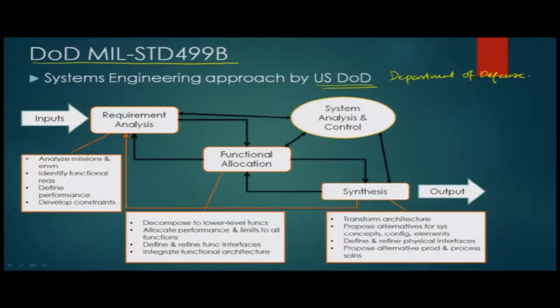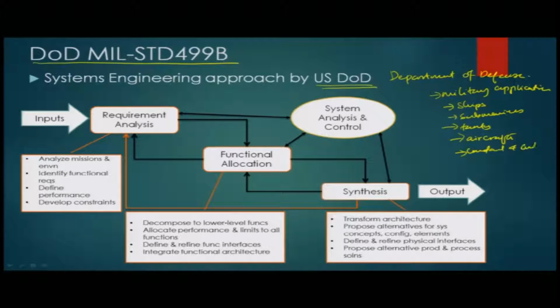So, the aim was to actually develop a system that is basically for military applications. So, stuff like ships, submarines, submarine is also one kind of a ship, tanks, airplanes, aircrafts, command and control, etc. So, these kind of things which are specific military applications, the approach to develop these things were outlined by US Department of Defense.